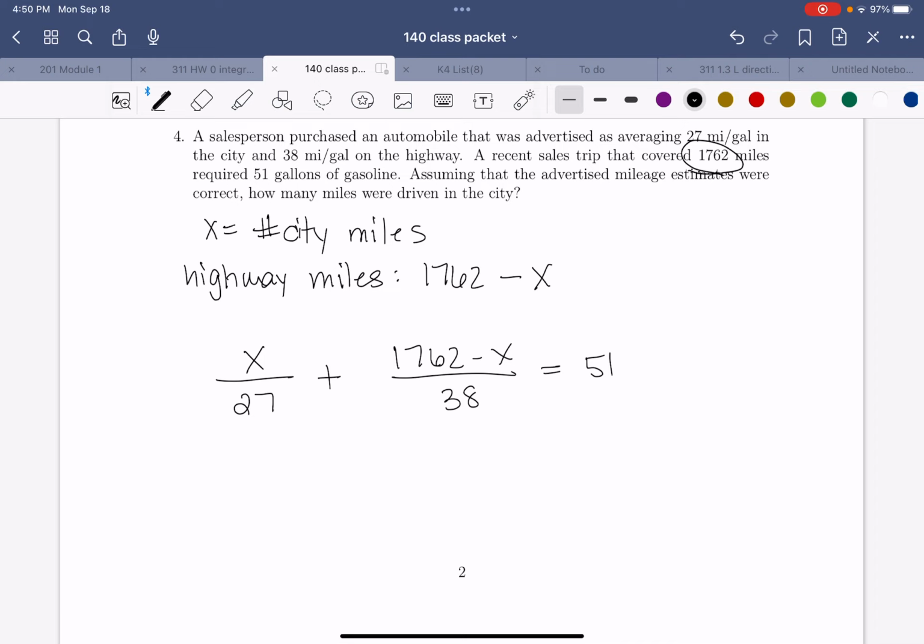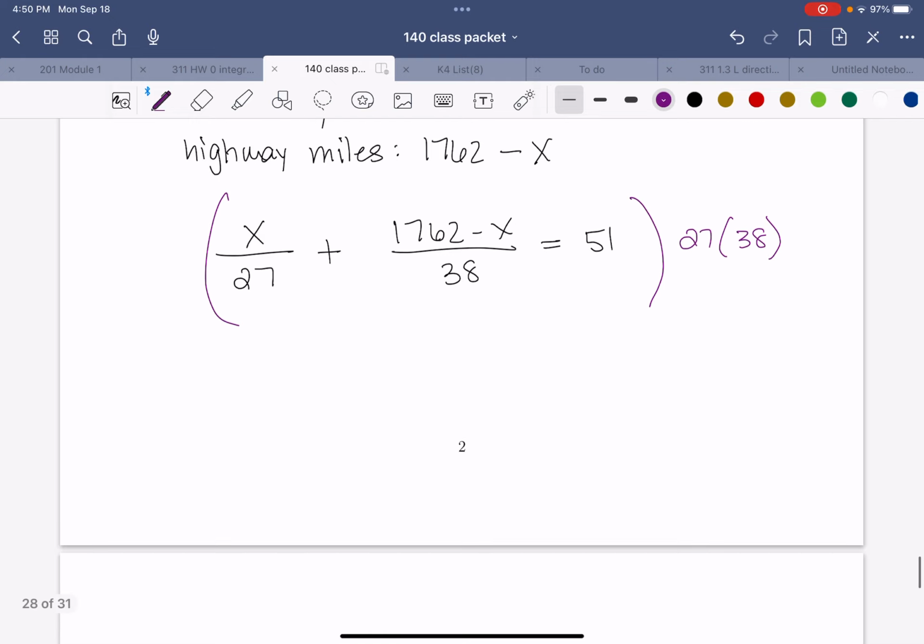From here, what we want to do is clear our denominators. It's going to make our numbers big, but that's fine. So I'm going to multiply by 27 and by 38. When I do that, the 27s cancel in this first term, and I'm left with 38x. In the second one, the 38 cancels, and I'm left with 27 times whatever was already there, so times the 1,762 minus x.